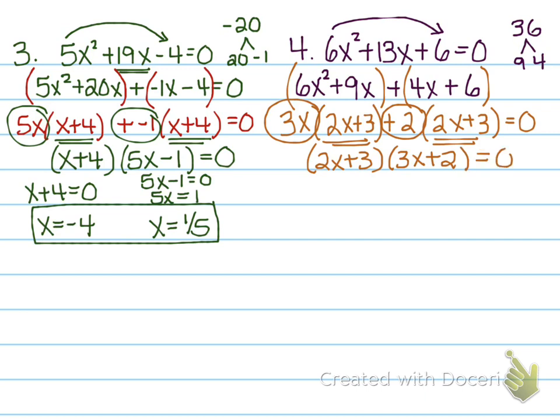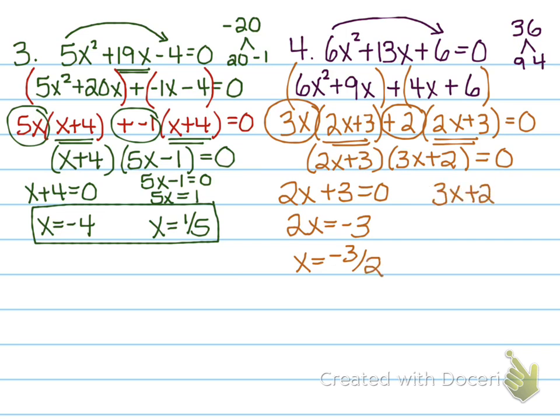So now what we're going to do is we're going to set each of these equal to 0 and solve. So x equals negative 3 over 2 for one of our answers, and x equals negative 2 over 3 for our other answer.